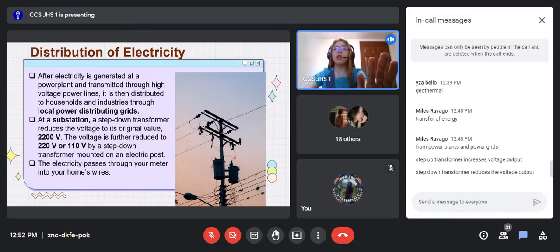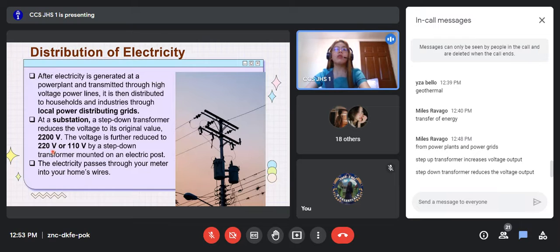Di ba makita ni sa inyong gawas or sa inyong barangay, visible man ni sila. So from 2,200 volts, it will then be reduced to 220 volts or 110 volts by the step-down transformer. Okay, so the electricity then passes through your meter into your homes and wires.